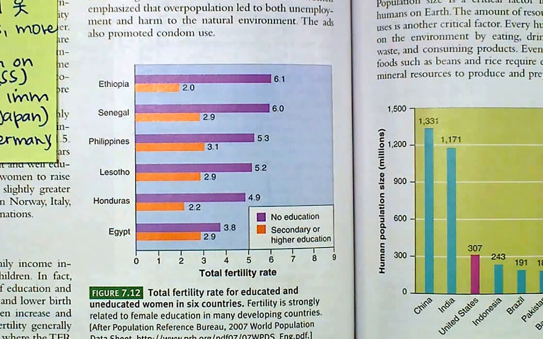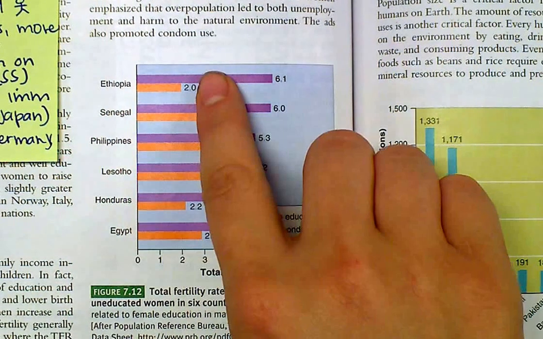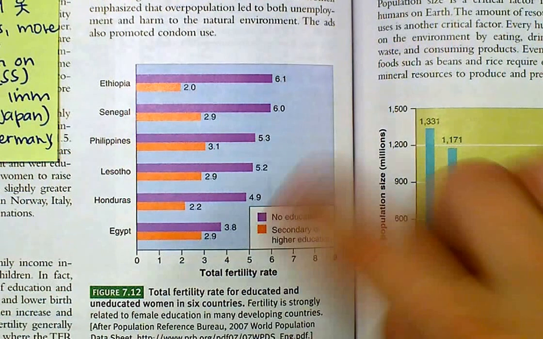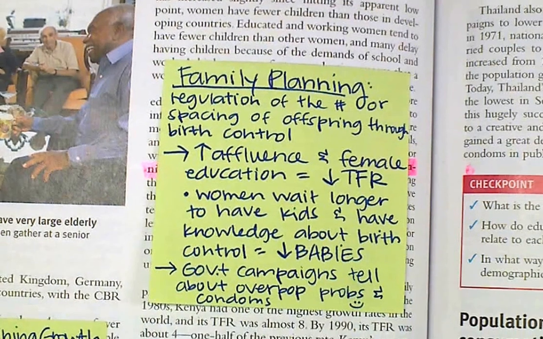Okay, so if you can notice, we're kind of chilling 2 to 3 right here in the educated women, and here we're going 4 to 6. Okay, so there's a substantial difference in educated and uneducated women as far as how many babies they have.